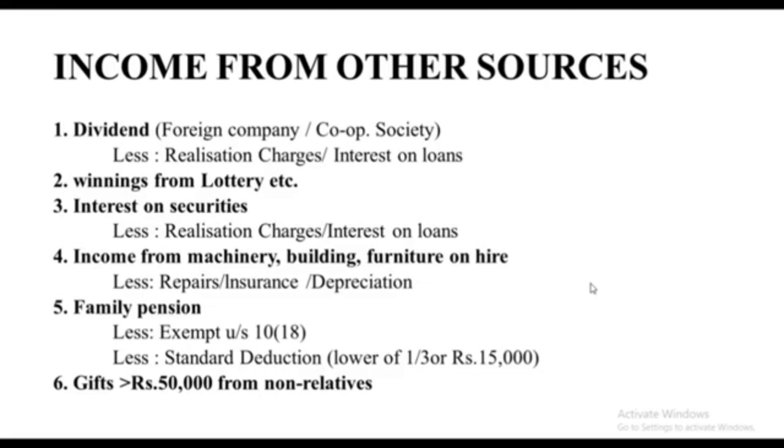Secondly, we need to note down all the income from other source. We'll have to add our income from other source to your business and profession income, and thereafter we'll have to less all the deduction. So now let us see what are the things that can come in income from other sources. These are the various incomes from other sources that need to be learned. So we have dividend, winning from lottery, interest on security, income from machinery, building, furniture, family pension and gift which are more than 50,000 from non-relatives. You all can take a screenshot of this.